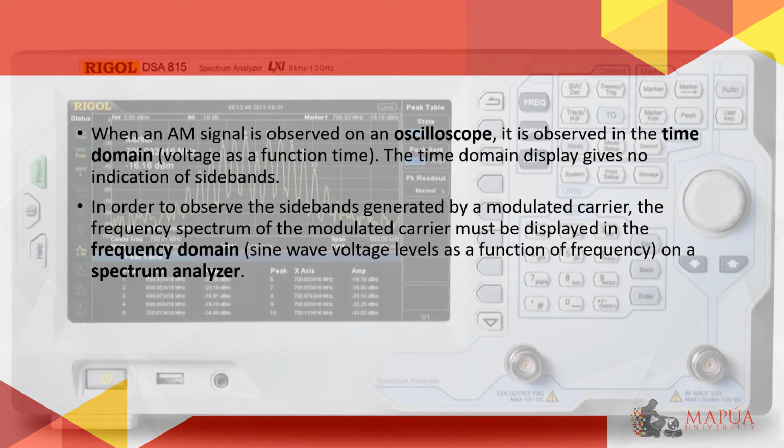When an AM signal is observed on an oscilloscope, it is observed in the time domain, which is voltage as a function of time. The time domain display gives no indication of sidebands. In order to observe the sidebands generated by a modulated carrier, the frequency spectrum of the modulated carrier must be displayed in the frequency domain, showing sine wave voltage levels as a function of frequency on a spectrum analyzer.